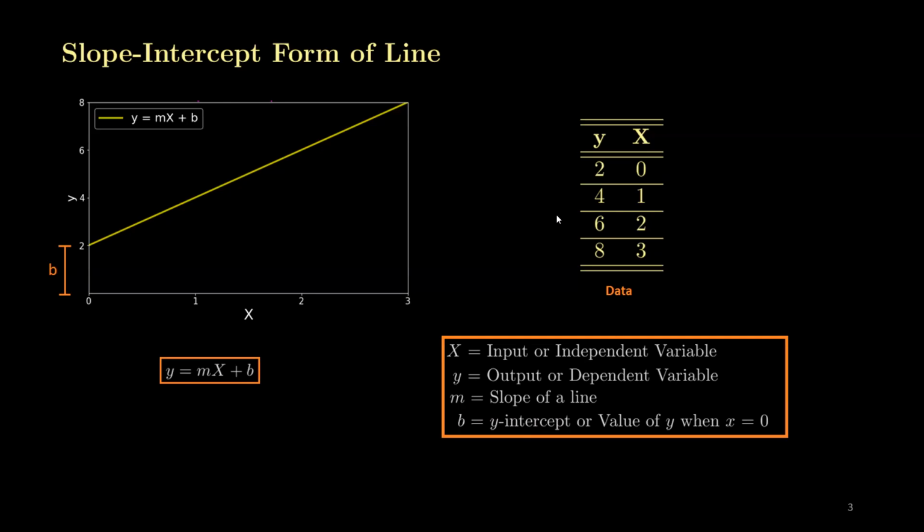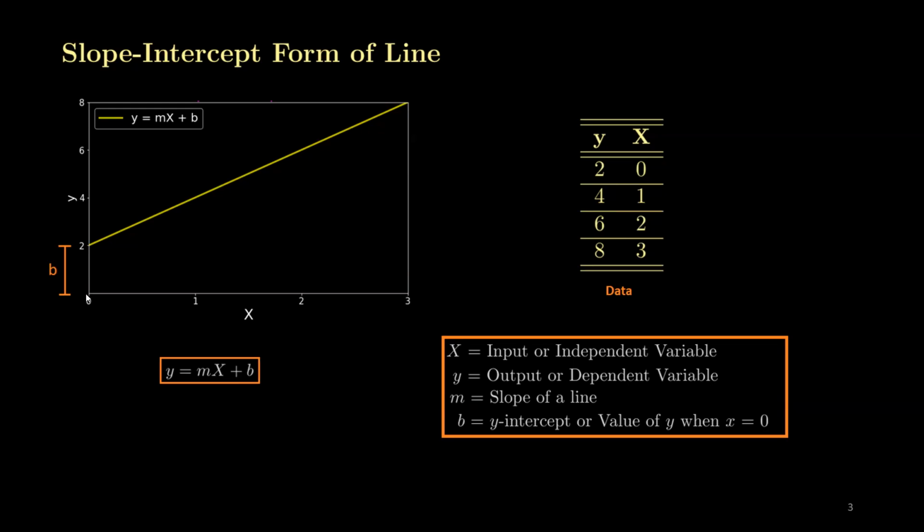Now this is my data set. This data set is very simple as it has only 4 samples, 1, 2, 3, and 4. It has two variables, x and y. The x variable is called input variable or independent variable, whereas the y variable is called output or dependent variable. If I want to plot a straight line from these two variables, I can easily do that.